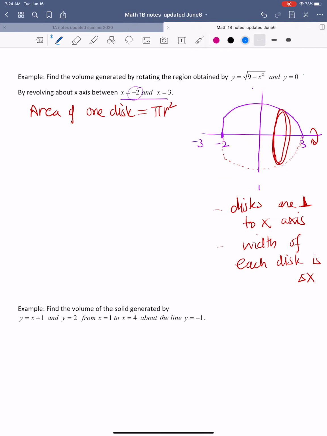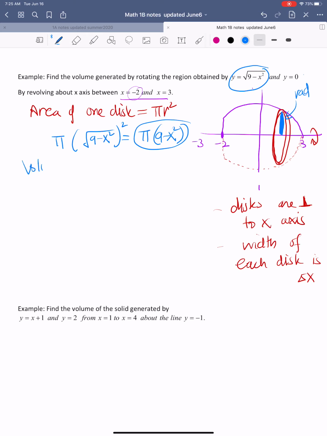Let's see. The radius would be each y value, but we want it in terms of x. So this is the radius, the y value. We want it in terms of x, and that's already given to me, so I don't need to do any work to find that out. So pi times r squared, which turns out to be pi times 9 minus x squared. Pi r squared is the area of one disk.